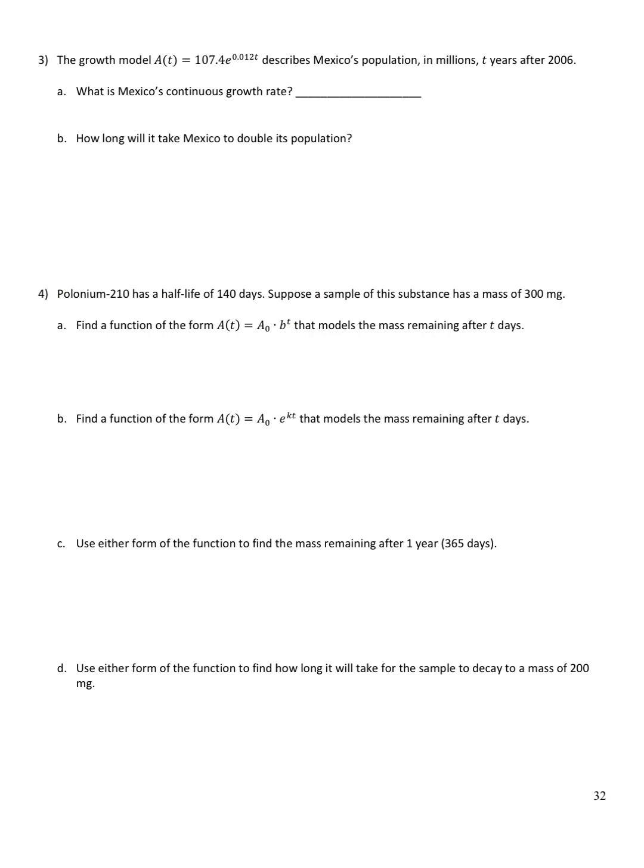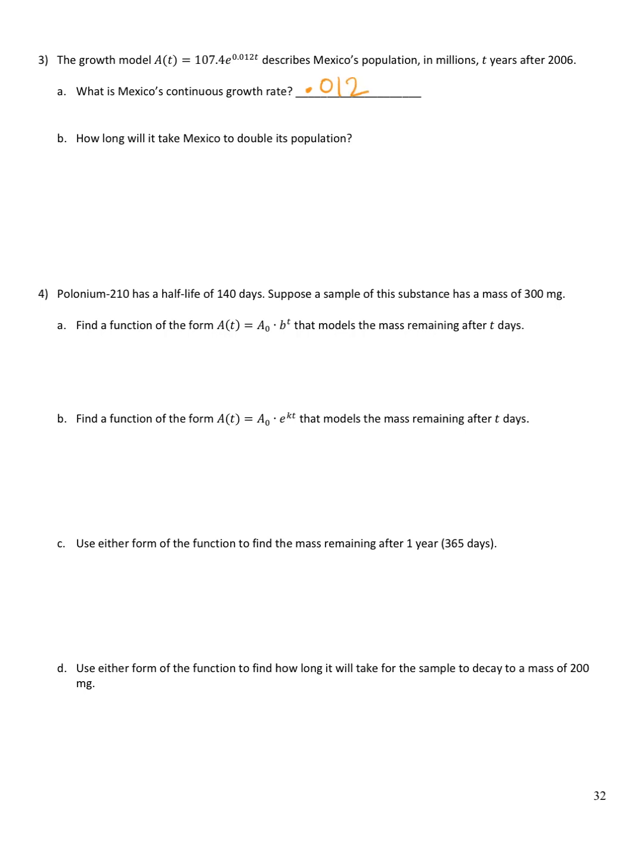Number 3, the growth model A of t equals 107.4 e to the 0.012t describes Mexico's population in millions t years after 2006. What is Mexico's continuous growth rate? That is the k value in the e to the kt formula. So this is just read it out of the formula, 0.012.